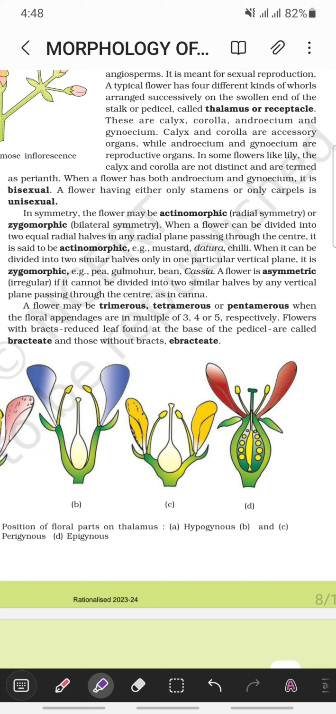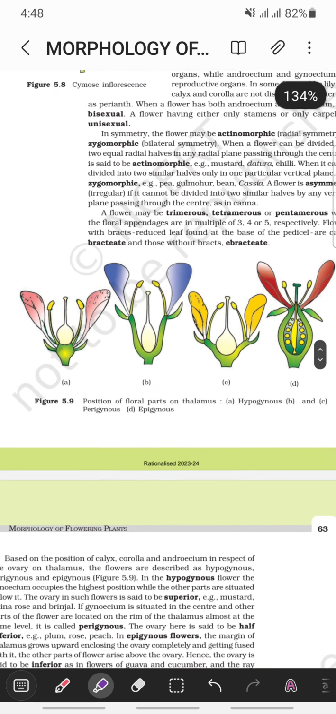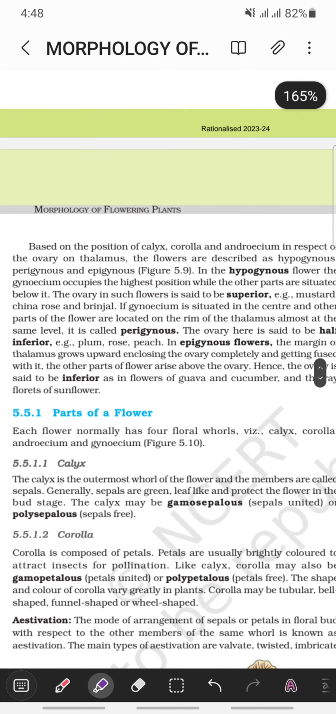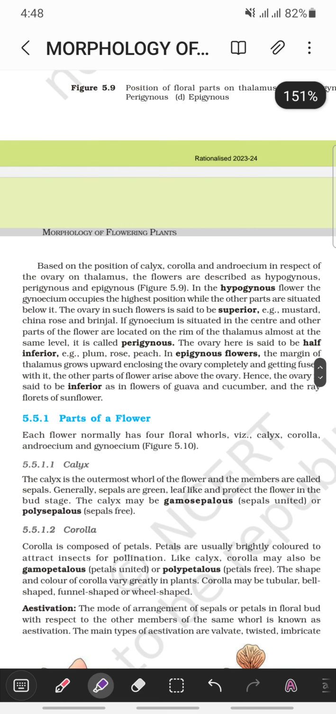A flower may be trimerous, tetramerous, or pentamerous when the floral appendages are in multiples of 3, 4, or 5 respectively. Flowers with bracts, reduced leaves found at the base of the pedicel, are called bracteate, and those without bracts, ebracteate. Based on the positions of calyx, corolla, and androecium with respect to the ovary on the thalamus, the flowers are described as hypogynous, perigynous, and epigynous.